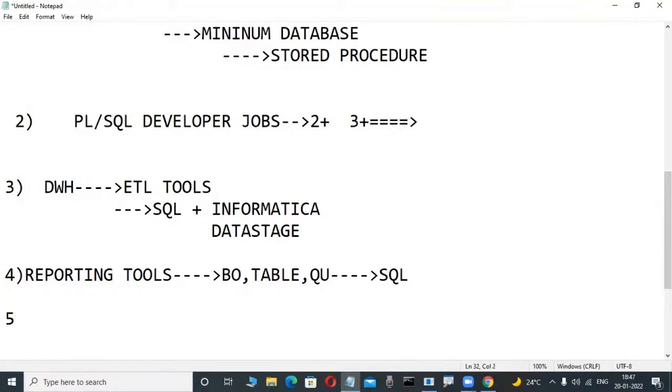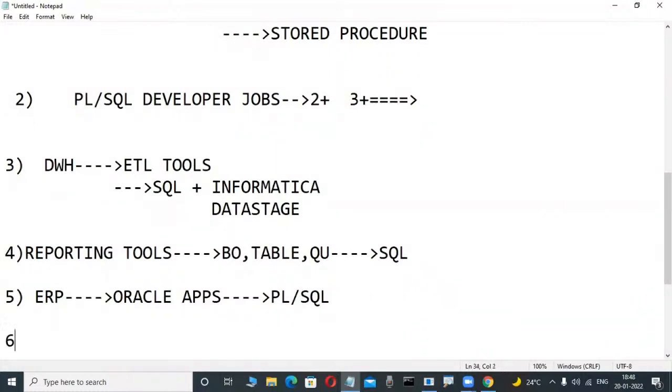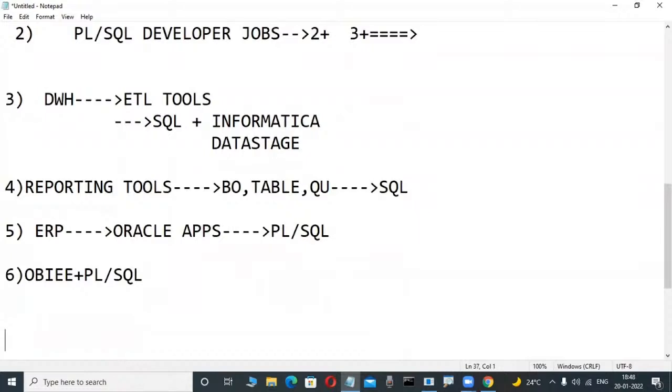Again, some programmers are interested in the ERP side, Oracle Apps. Oracle Apps is an ERP, the same as SAP. Oracle Applications 11i is there. These people need very good knowledge of PLSQL, so they also learn these courses. Again, OBI programmers are there. OBI is a product, and with it there are PLSQL jobs. Those people also learn these courses.